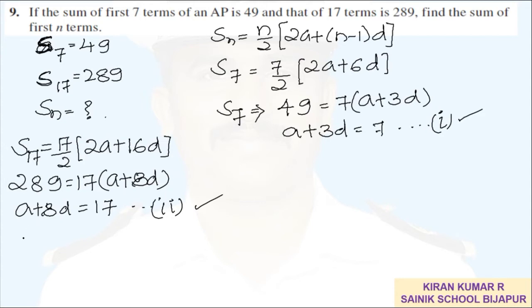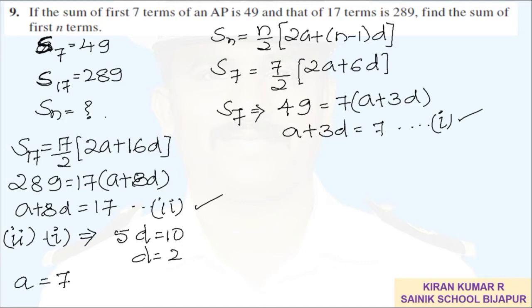Let me do equation 2 minus equation 1, which implies 5d equal to 10. The value of d is 2. Therefore, a will be 7 minus 3 times d. We get it as 1.